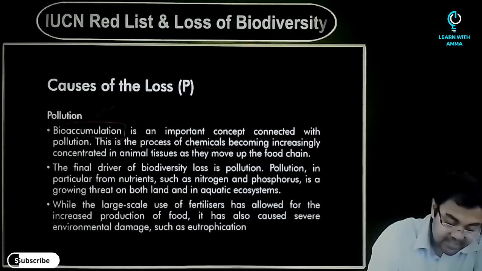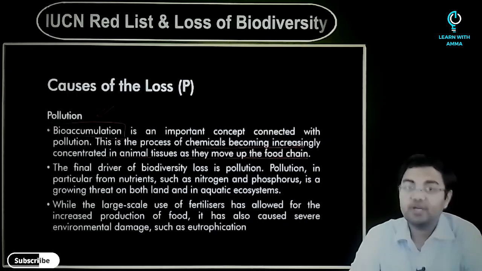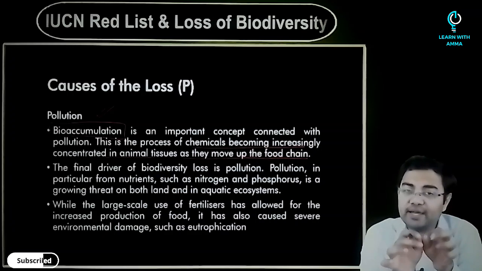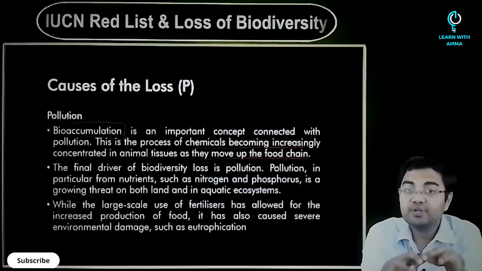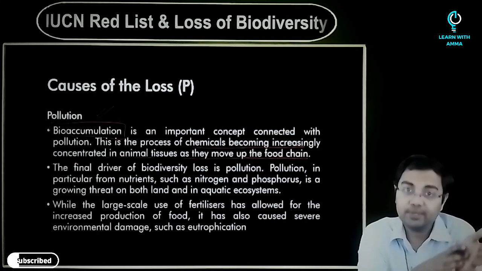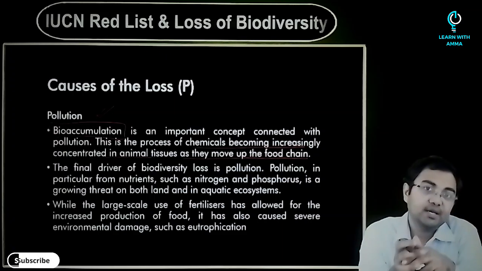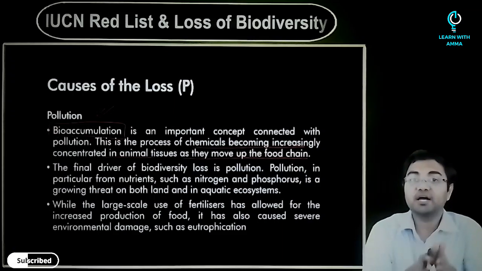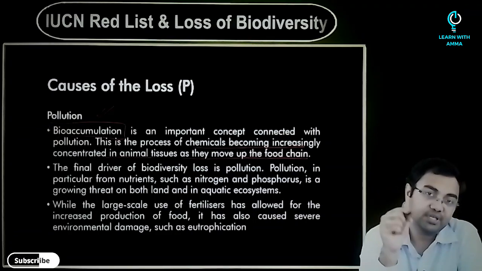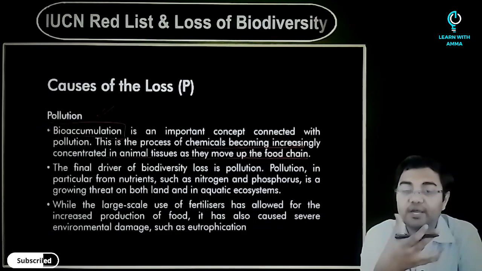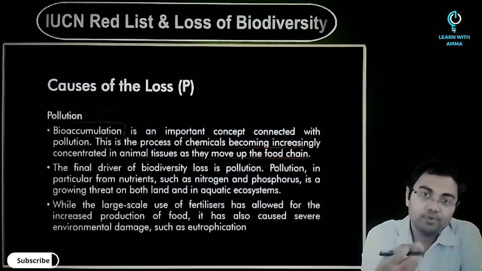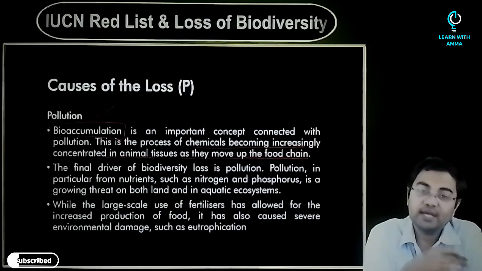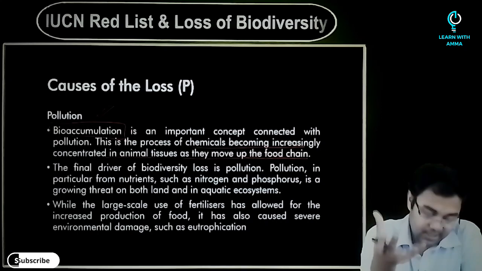It is the process of chemicals becoming increasingly concentrated in animal tissues as they move up the food chain. So what happens is that a small organism would have ingested a chemical that could be harmful. Now many of these species will be the food for a higher animal, and then this higher animal will be food for another animal which is higher in the food chain. So ultimately what is happening is something called bioaccumulation: a little by little increase in the amount of chemicals present inside the animal, and as it moves up the ladder this amount starts to increase.